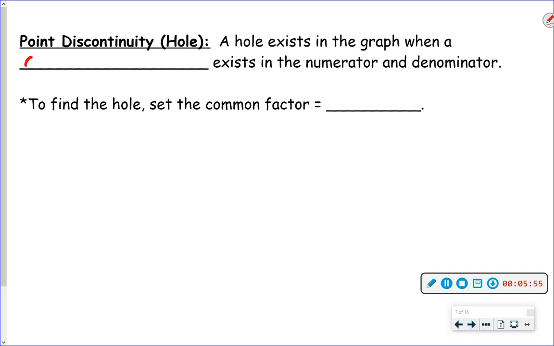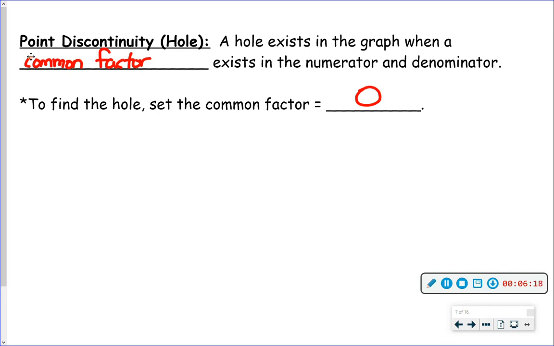So when does it exist, though? When you have a common factor. So you factored the top, you factored the bottom. Let's say you have x plus 1, x plus 1. You have a common factor, the same thing. To find your hole or your point discontinuity, you take that common factor and set it equal to 0. And we will get into that.